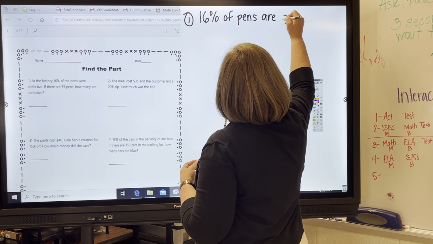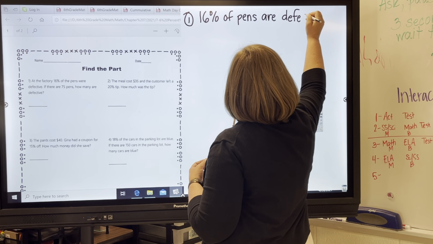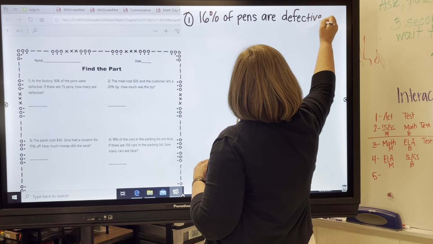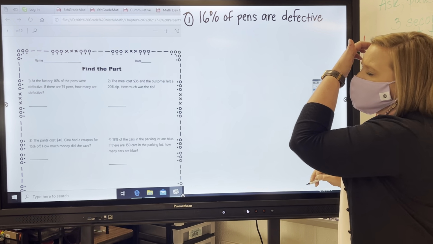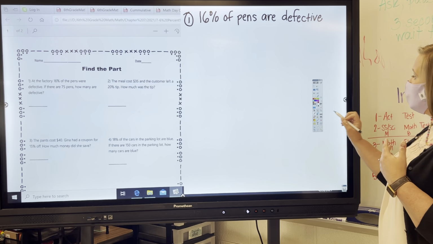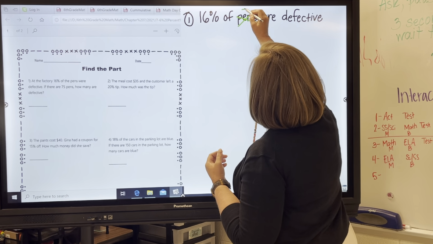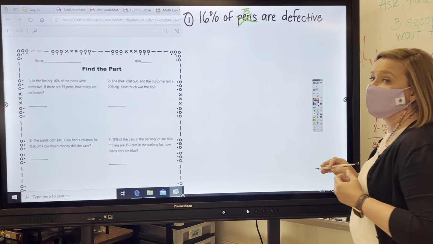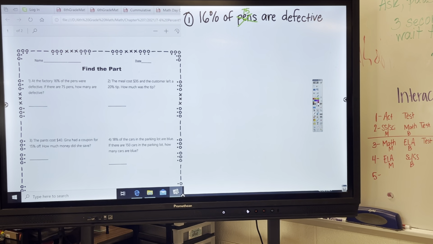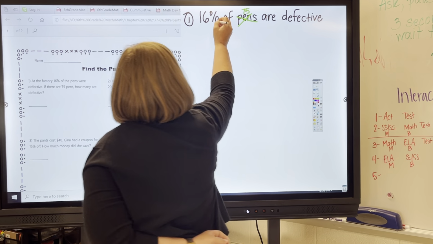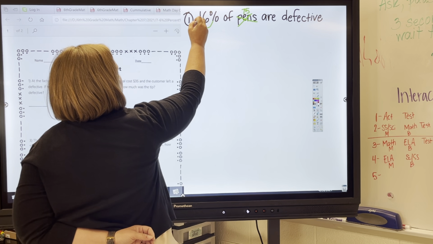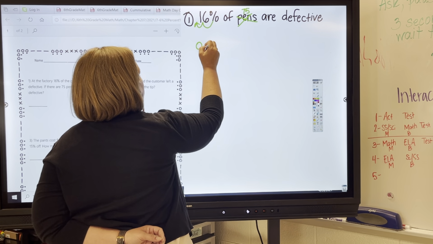are defective. It tells us that there are 75 pens. So I'm going to mark out pens, and what am I going to put there? 75. Now, can I use 16% the way it's written? No. Nope. What do I need to do? Let's change it to a decimal. Or a fraction. We could do a fraction.